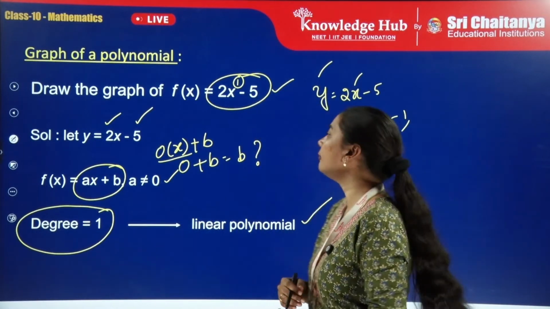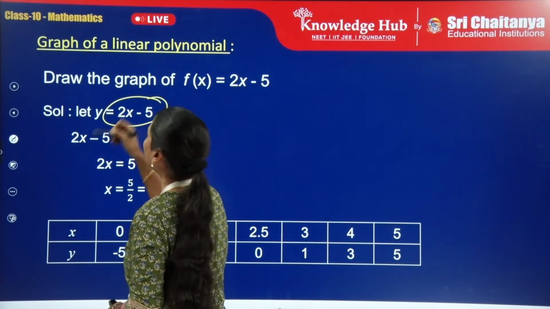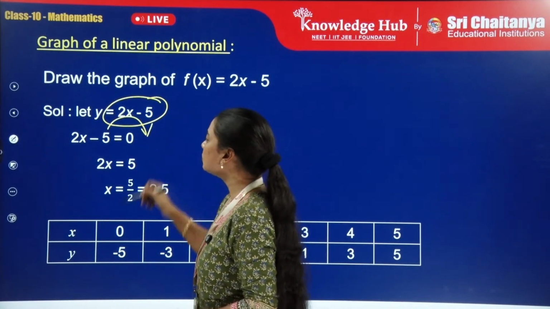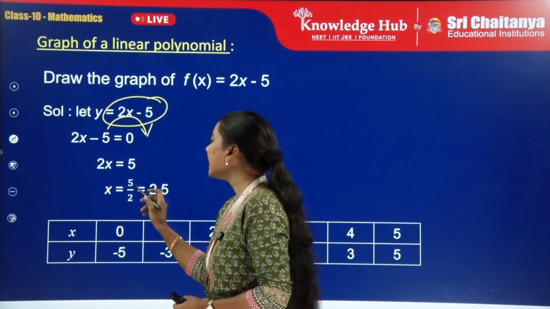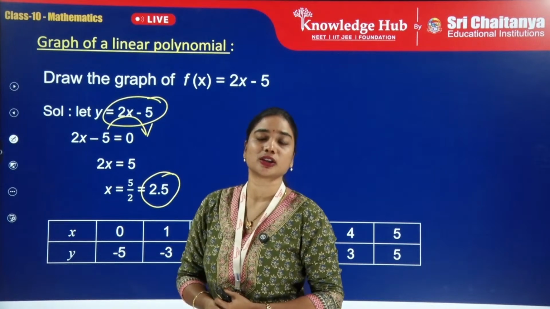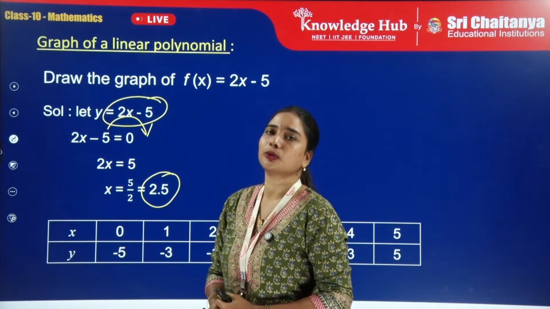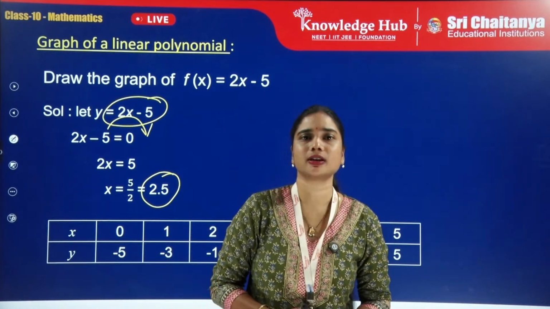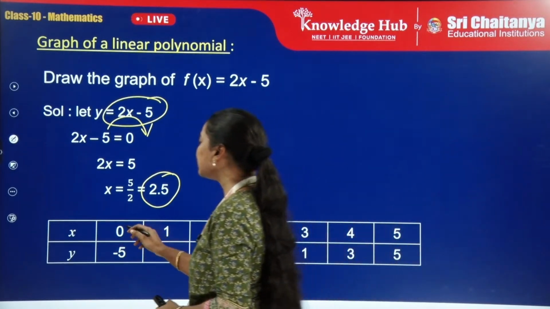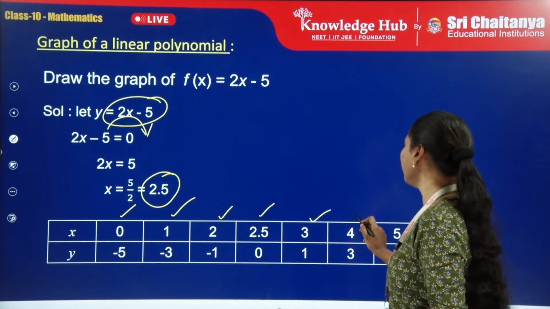Let's see how to make the table here. For that, 2x minus 5, just equate it to 0. Transposing 5, 2x is equal to 5. From this, x is equal to 5 by 2, and it is 2.5. So the solution is 5 by 2 or 2.5. We have to plot the graph, so we need the points on the graph plane. For that, take x as different values: 0, 1, 2, 2.5, 3, 4, 5.